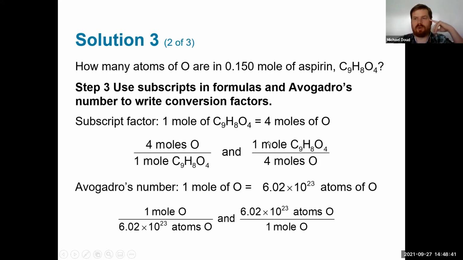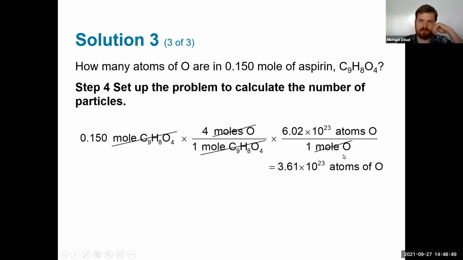And then to convert to the number of atoms, we just need Avogadro's number. We know that there's 6.02 times 10 to the 23rd atoms of oxygen for every 1 mole of oxygen. Plug it into our calculator. It's 0.150 times 4 times 6.02 times 10 to the 23rd. That gives us a final answer of 3.61 times 10 to the 23rd.